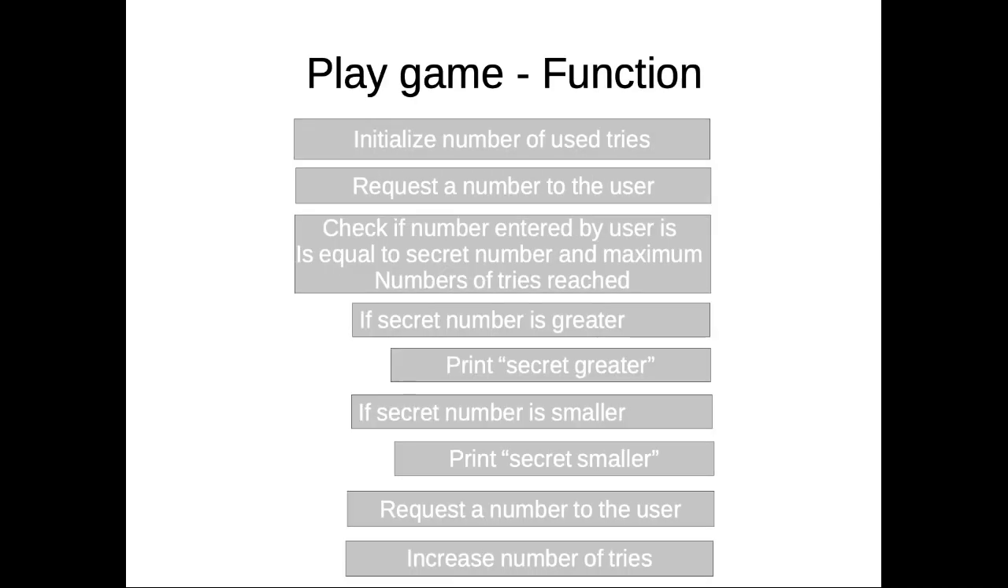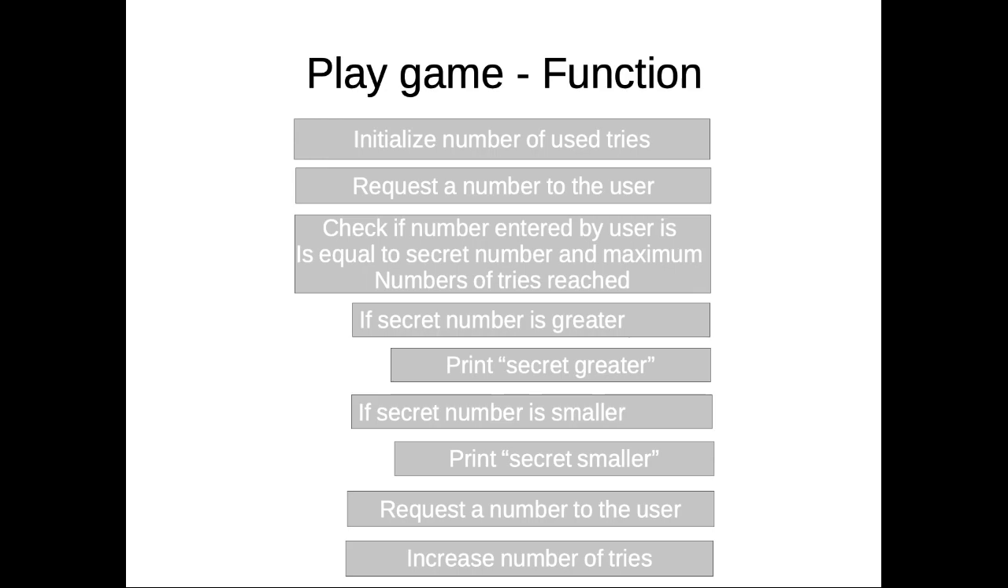Here are the steps to implement our playing game function. First, we will create a variable to keep the number of tries. Then, request a number to the user using the input function. Then, we will run a loop until we enter the correct number or reach the maximum number of tries. In every iteration, if the secret is greater than the number entered, the program will say secret greater, otherwise secret smaller. Then the program will request another number and increase the number of used tries.